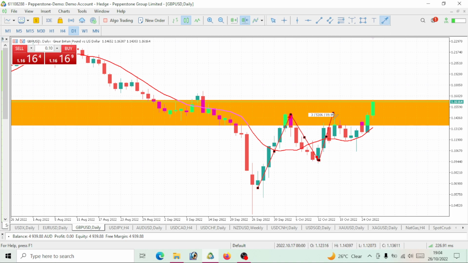Price came in to test it, sometimes here. Price tested it, sometimes gave us a drop. Since the drop that it gave us did not break these lows here, this previous higher lows here, since the drop did not break below it, but instead it pushed up, that is still an indication that this is still a bullish move, right?